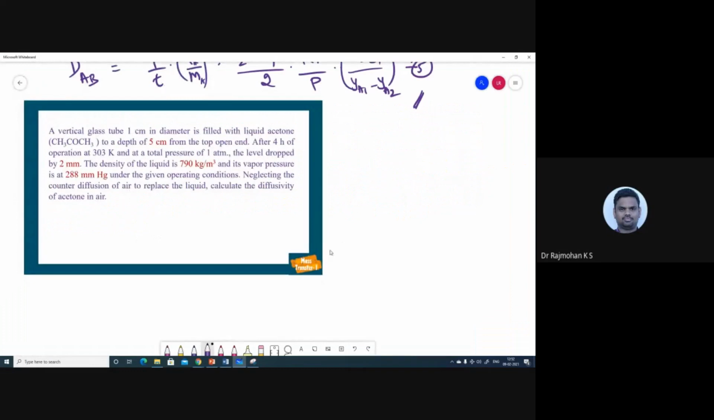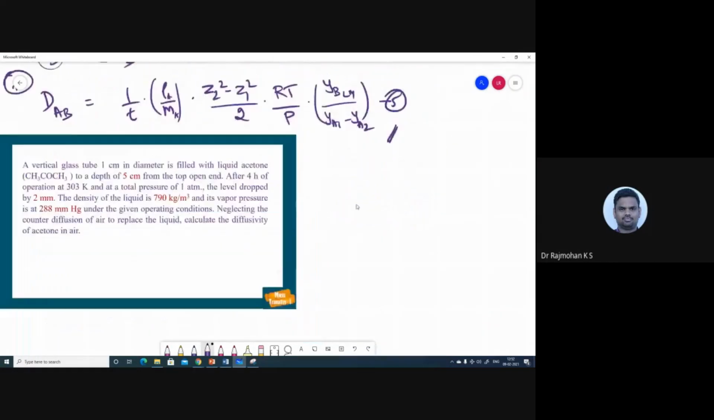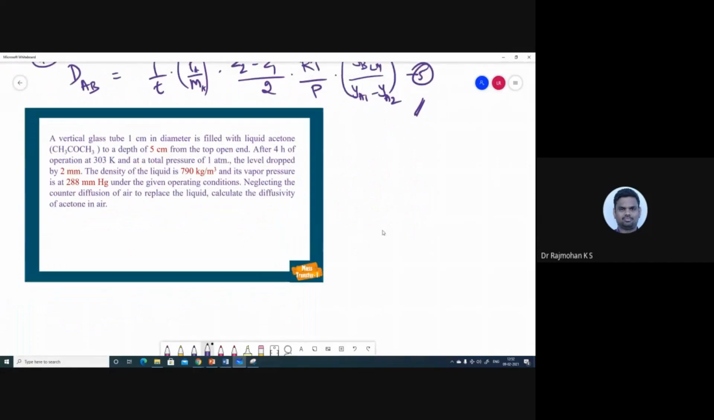Now we can first write the given data. As I said in the formula, what are the terms required, we can write down. So in this we need density. First define what is A? So here A is acetone, B is air. Okay. So what is the density of this?